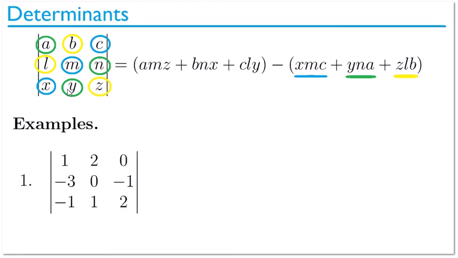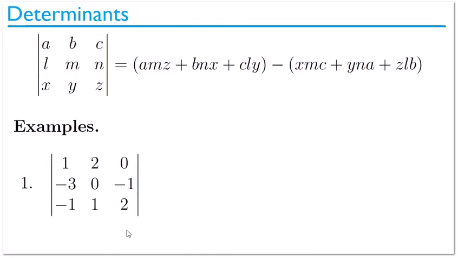Let's have an example. Let's consider this 3 by 3 matrix, and let's get its determinant. So first, let's go to our main diagonal. 1 times 0 times 2, that is 0. And then go to the right, we have 2 times negative 1 times negative 1. That is plus 2. Then go to the right, we have 0 times negative 3 times 1, or simply 0.